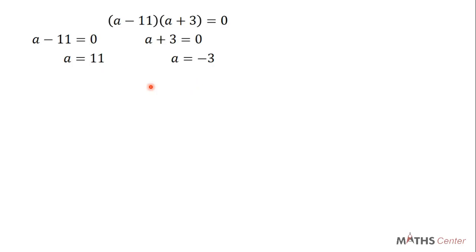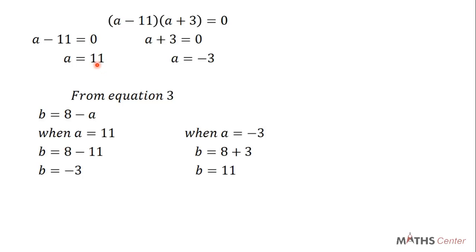Which one do we pick? Now, this is what we are going to do. You are going to find B in each case. So in the first instance, from equation 3, we know that B is equal to 8 minus A. But we have found A to be 11 in the first instance. So when A is equal to 11, B is equal to 8 minus 11. And B will be giving us negative 3.